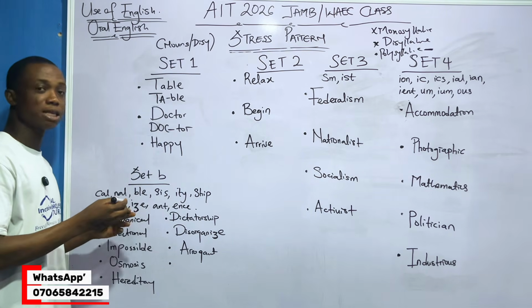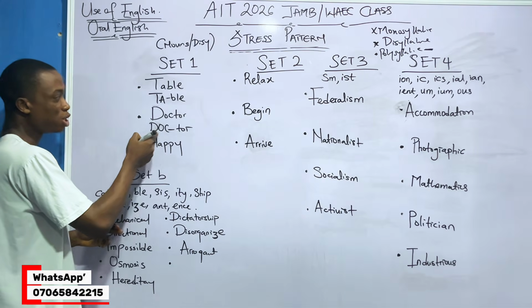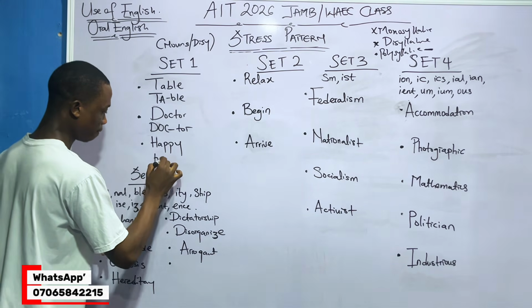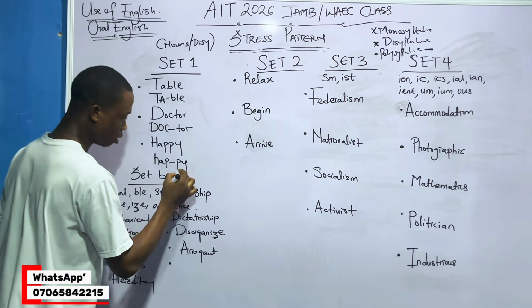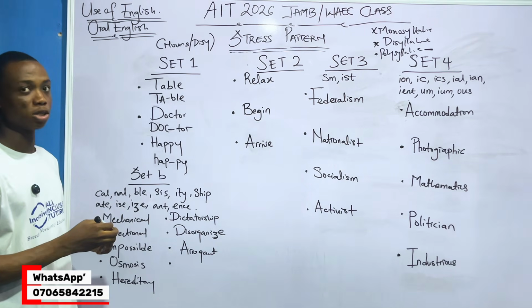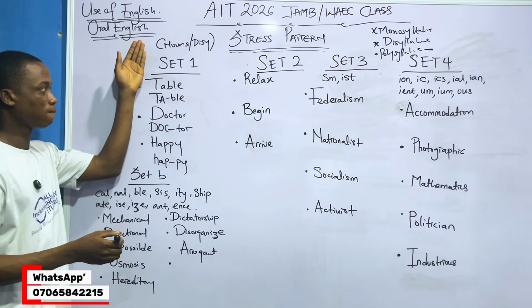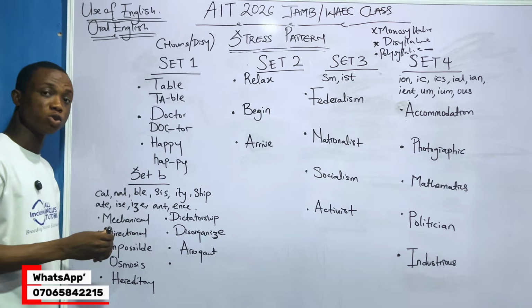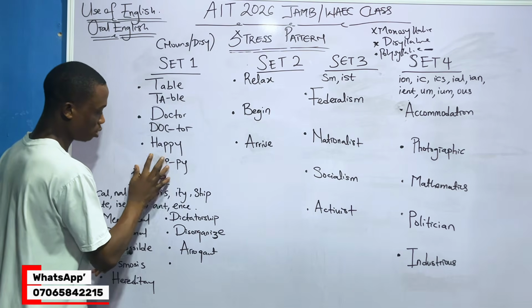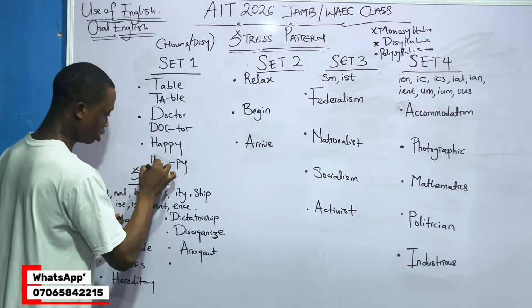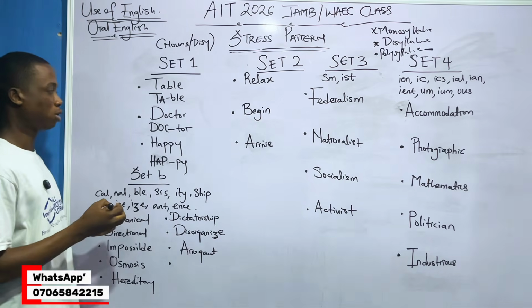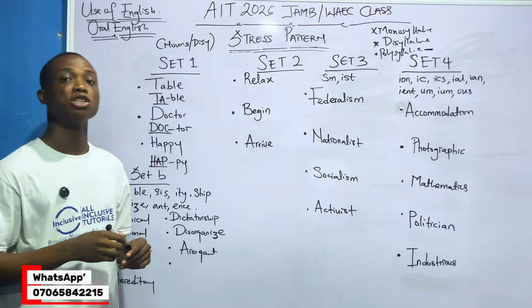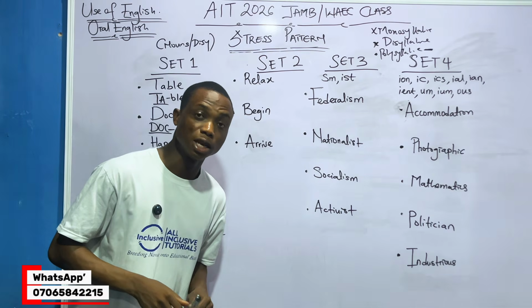Why did I put the capital letter? To tell you that the stress is on the first syllable. Happy: hap-py. Because it is a noun and it is disyllabic, the stress will be at the first syllable. So it will now be HAP-py. You understand? So you can see first syllable, first syllable, first syllable. Why? Because it's a noun and it's a disyllabic word.